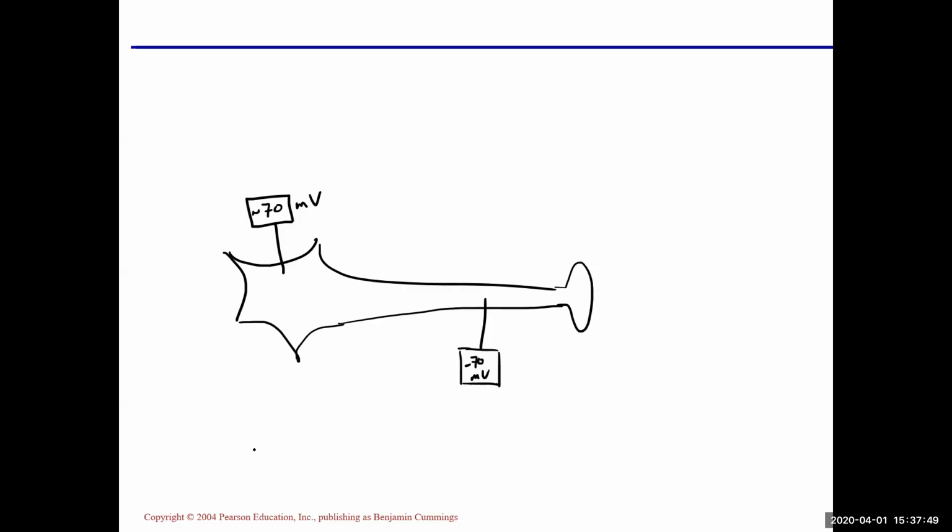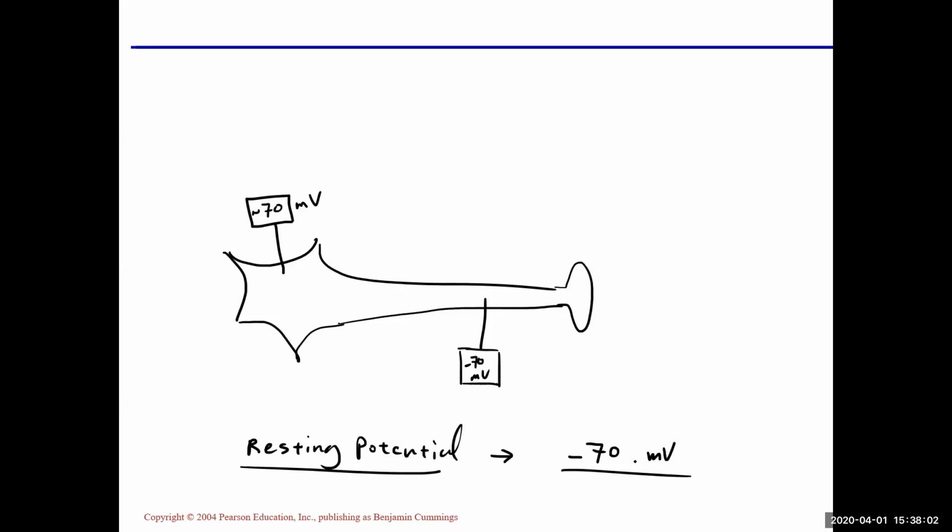This is called a resting potential. Resting potential is at negative 70 millivolts. That means there's nothing really firing. No signal is coming in or being processed or anything like that. And this is called a resting potential. Resting means they're not firing.